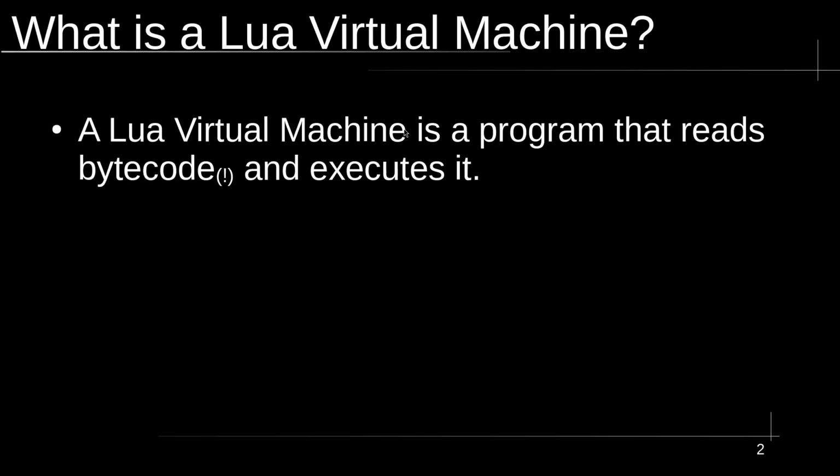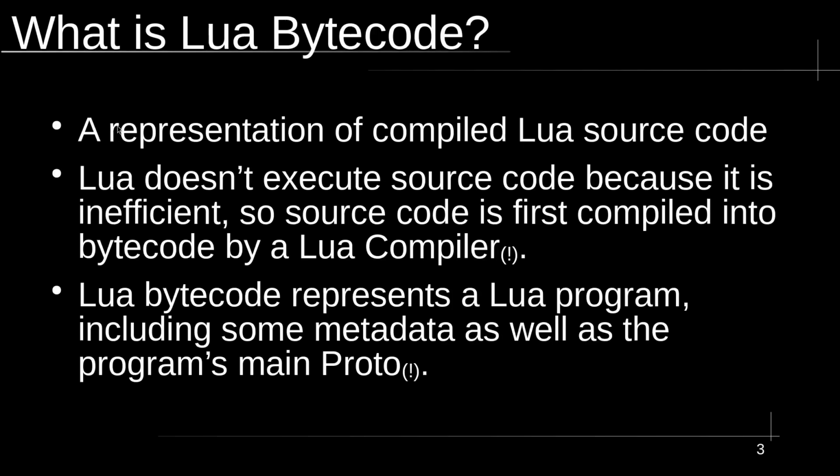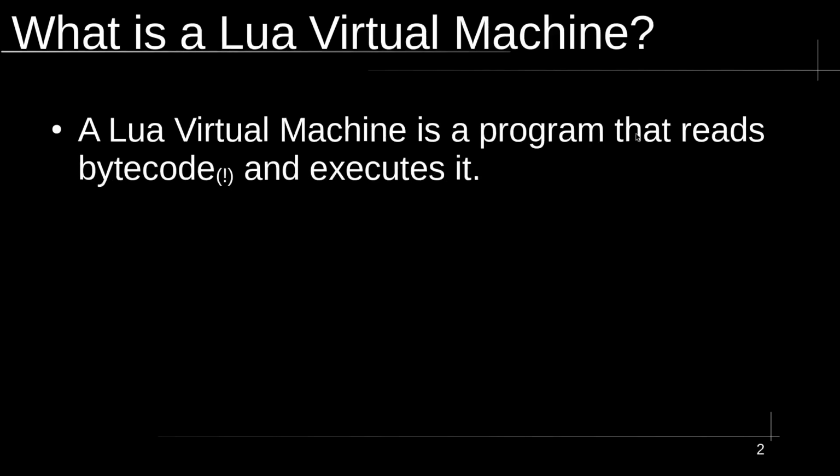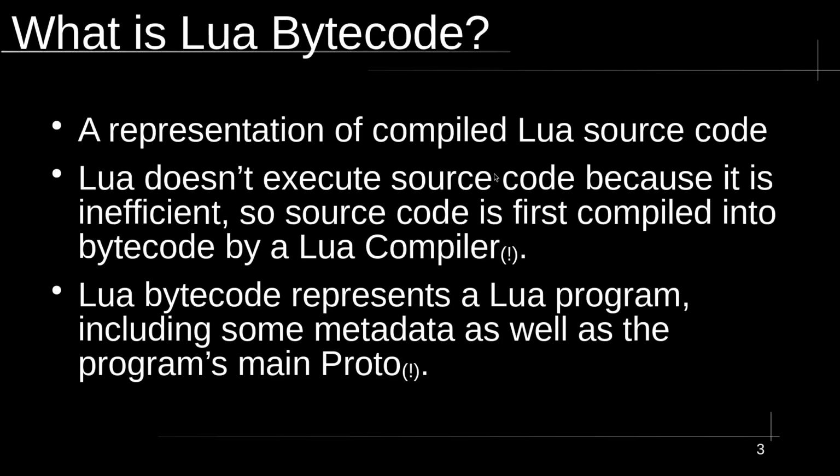A Lua virtual machine is a program that reads bytecode and executes it. Bytecode is a representation of compiled Lua source code. Lua doesn't execute source code because it is inefficient. So source code is first compiled into bytecode by a Lua compiler. Lua bytecode represents a Lua program, including some metadata as well as the program's main proto. So a Lua virtual machine is a program that reads a compiled version of source code and then executes it.